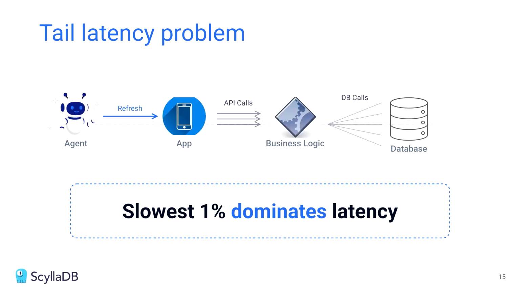Now, because for each simple action like a refresh or a click of a button, we have dozens of database requests, it doesn't matter if the average or most of those queries are answered very fast. The user is only going to get the answer when all those queries are complete. And that is the reason why P99 latency matters. The slowest 1% of the queries or the latency dominates the entire operation. Here in the slide, I put an AI agent, but just as well it can be a human.